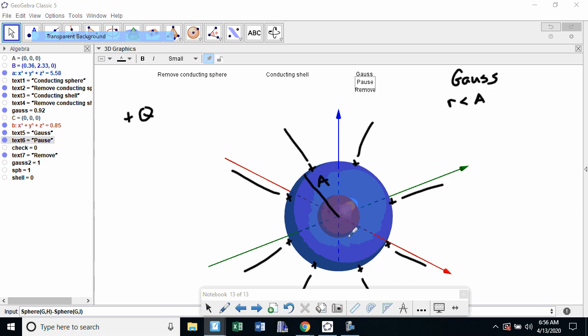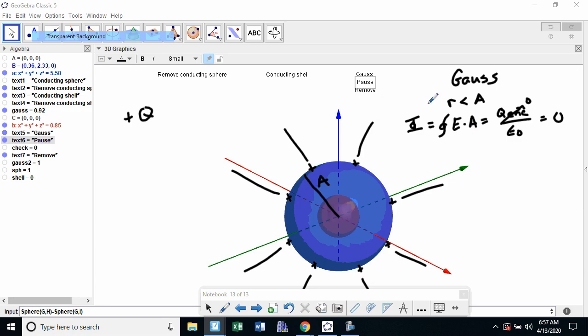How much charge have I captured? Well, because all of the charges are residing here on the outside of the conductor, my Gaussian shape doesn't include any charges. So when I do the surface integral for the electric flux is equal to charge enclosed divided by epsilon naught, well, I get 0. I get no electric flux because the charge enclosed is 0.